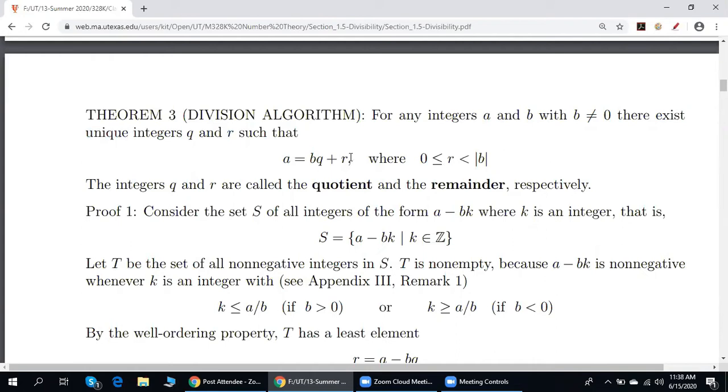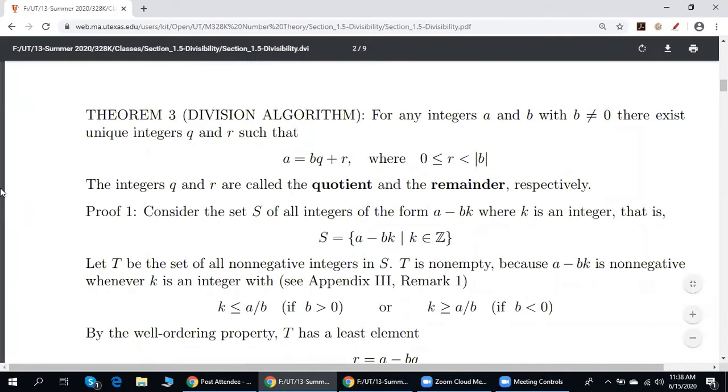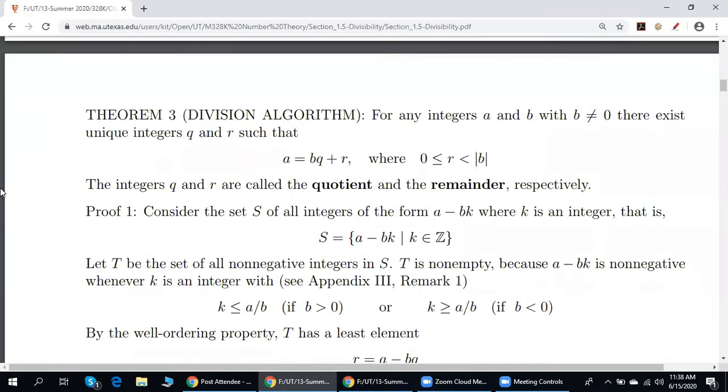Okay, how do we prove this theorem? Here we provide two different proofs of this theorem. Proof 1. Consider the set S of all integers of the form A minus BK, where K is an integer. So once again, A is given, B is given. K can be any integer. So S is the following set of integers, A minus BK, where K is any integer number.